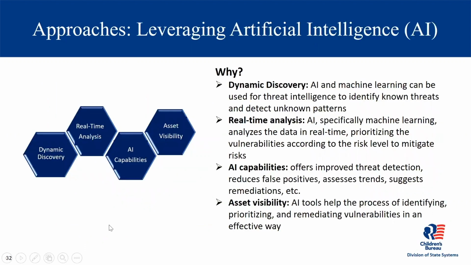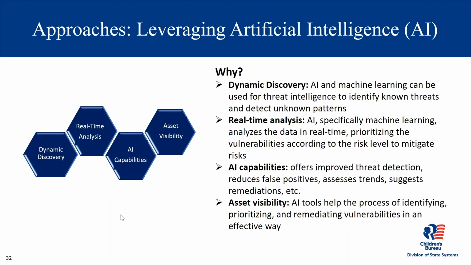Moving on to this slide, which discusses the use of artificial intelligence in threat prevention strategies. Why do we think that threat prevention techniques can be improved using artificial intelligence? Because one of the main things is it can dynamically discover the known threats. It can detect unknown patterns that can aid in improving the threat intelligence.